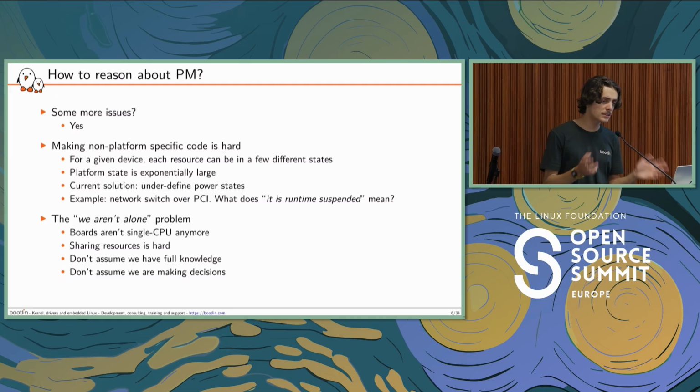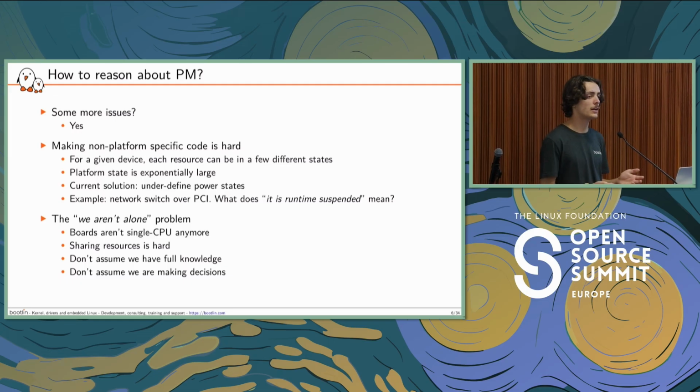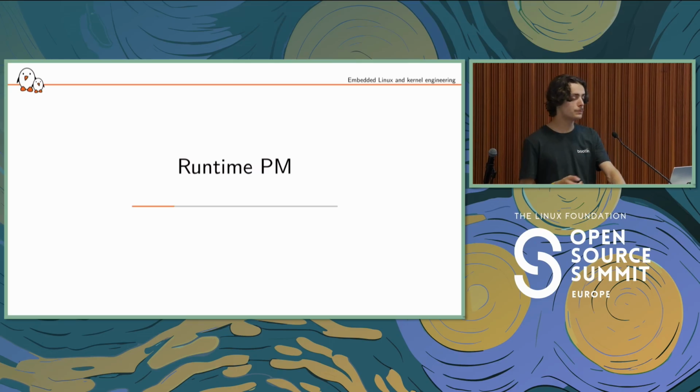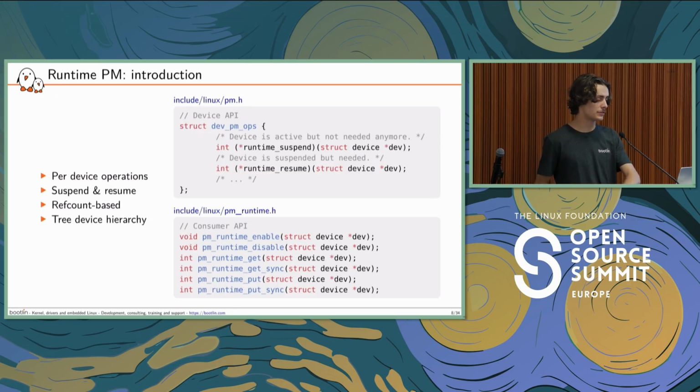So I'm not saying that this is solved. I'm not giving solutions for that. I just want to list a few things that you need to care about when you think about power management. I hope this is all clear. So let's get started with power management APIs inside the kernel.